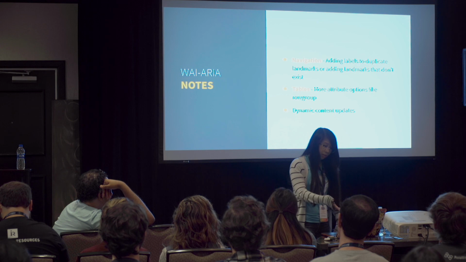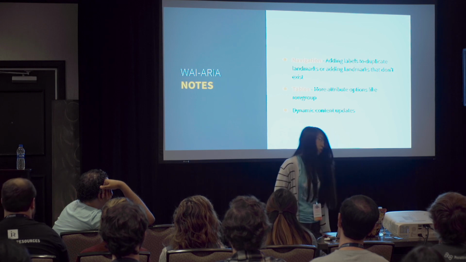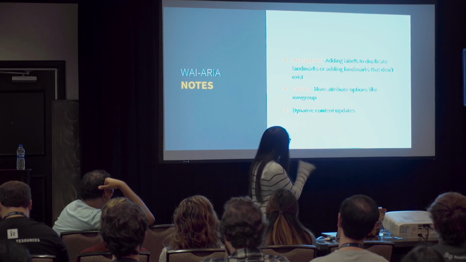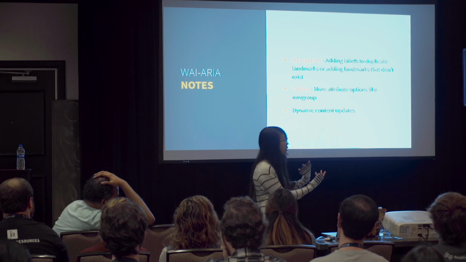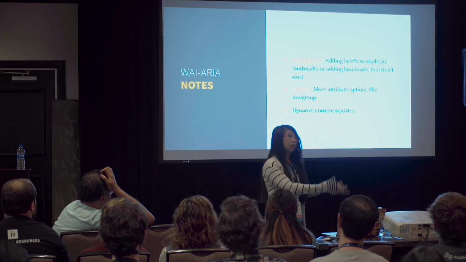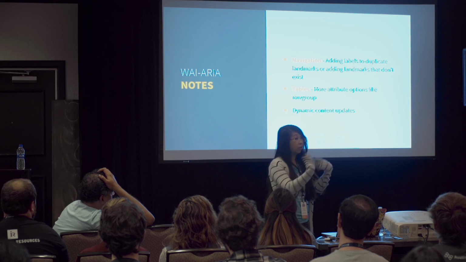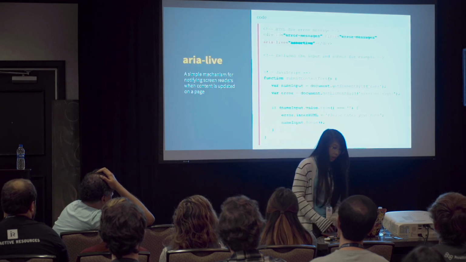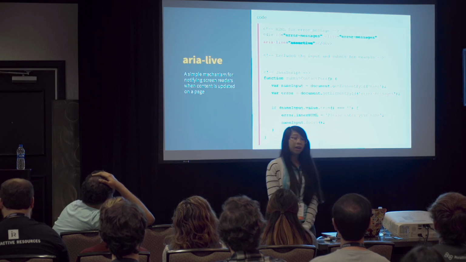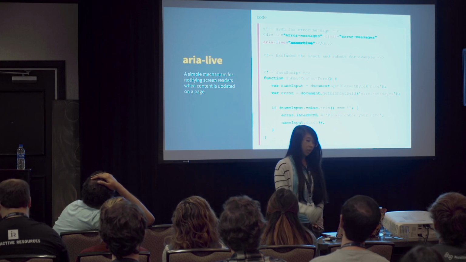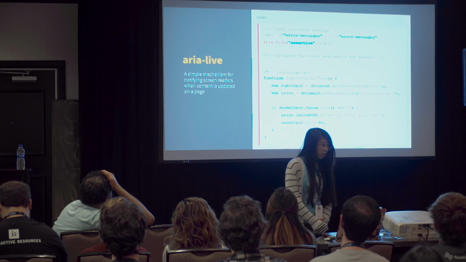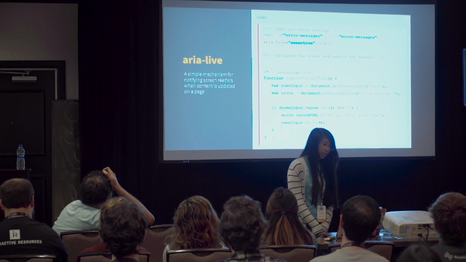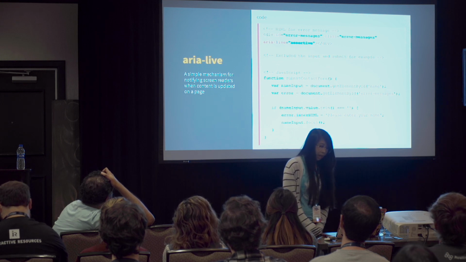And also dynamic content updates. And that's what I showed you earlier. So if you're filling out a form and an error pops up, your user needs to know that error occurred. So that has to be read directly to the user at that time. So how do we do that? We do that with ARIA Live. So ARIA Live regions are simple mechanisms for notifying screen readers when content is updated on a page. And this is how we do it.